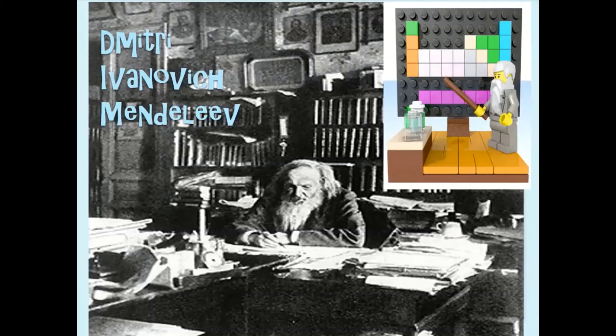And he said, what if, the story is he fell asleep and had an image. Who knows? I love the myths. So he said, what if the elements are organized into families like hearts and diamonds? And he organized them based on how they reacted with other elements. He was not the only one to do this. There were a lot of people in different parts of the world trying to organize things.